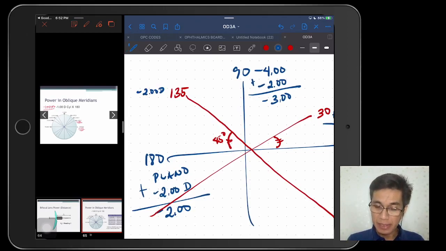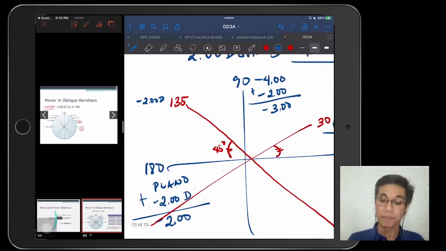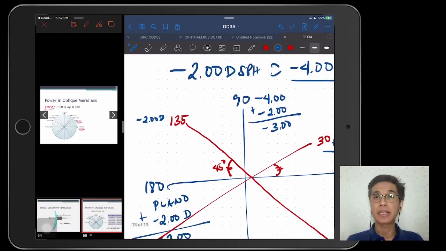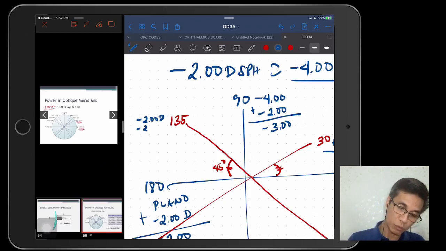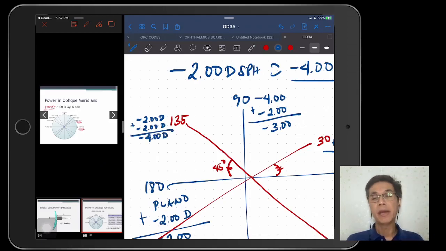Next, sabi natin, hindi lamang cylinder power ang nagbabahagi sa 135. Magbibigay din naman ang minus 2 diopter sphere ko. Tatanggap din siya ng minus 2 diopter sphere kasi galing yun sa may spherical component. So, minus 2 diopter, dagdagan ko ngayon, total ko ngayon, magiging minus 4 diopter.